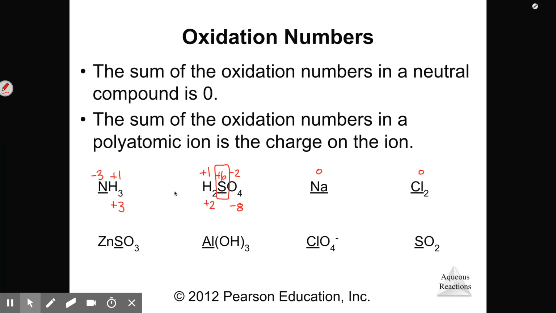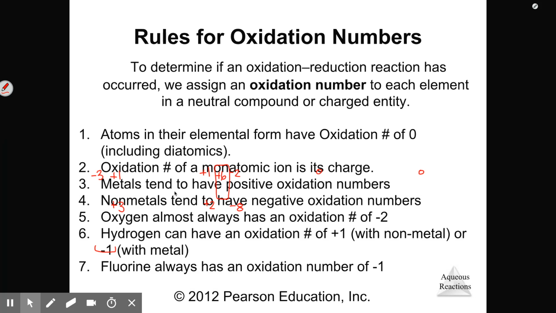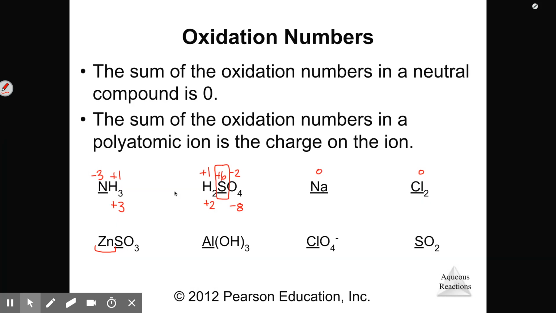Hopefully you actually paused it. Let's go ahead and look at that. So Zn is going to be its charge that it always is. So that's going to go back to that rule number 2. The oxidation of a monatomic ion is its charge. So zinc is always a +2. So we'll give it its +2 charge.